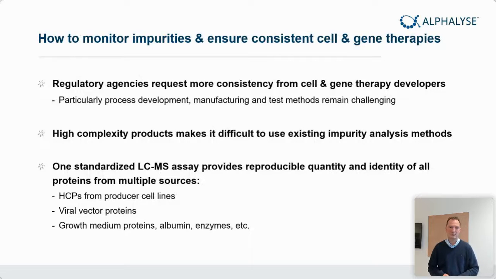So just to summarize the take-home messages from this webinar: how to monitor impurities and how to ensure consistent cell and gene therapies. We talked about how regulatory agencies request more consistency from developers of these products, particularly on the manufacturing process and the analytical methods. The high complexity of the products makes it difficult to use existing methods, so everyone is looking for better methods. And with the mass spectrometry method, we have one method that can reproducibly quantify and identify all the different proteins from multiple sources in your samples.